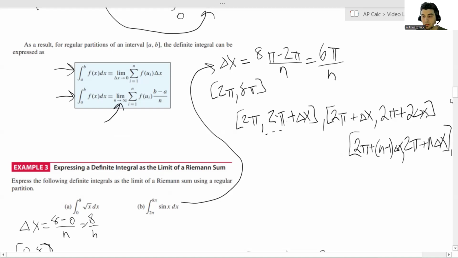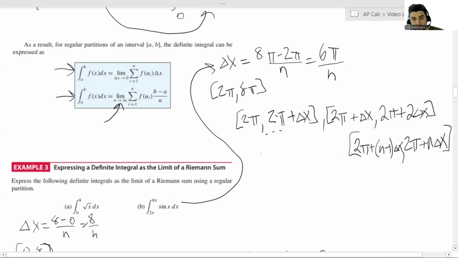Okay, again, note that the right endpoint, if we plug in 6 pi over n for the delta x, you have 6 pi over n times n, which would be 6 pi, and 2 pi plus 6 pi is 8 pi, which is the endpoint of the entire interval, as it should be.